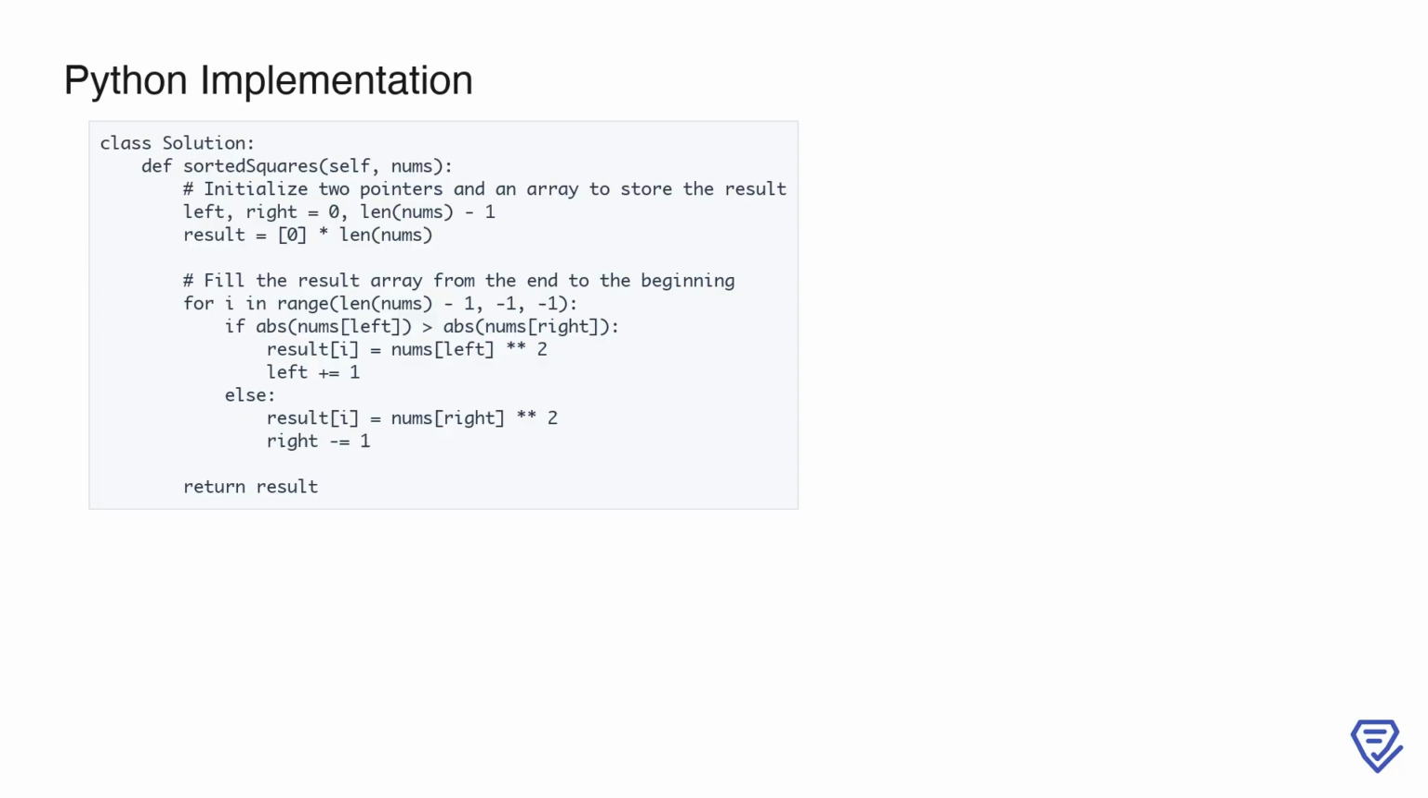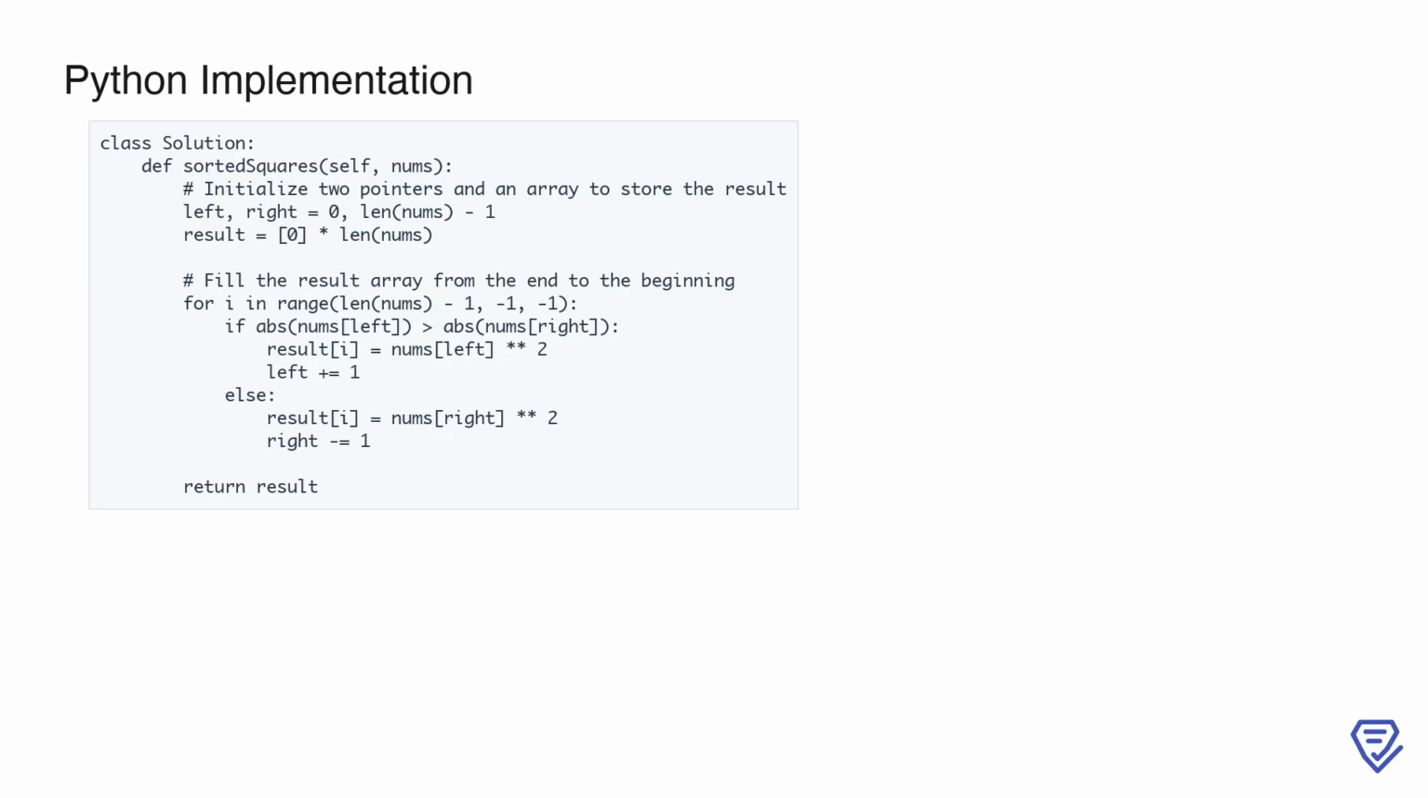A reverse loop is used to fill the result array from the largest squared value to the smallest. At each iteration, the absolute values of the elements at the left and right pointers are compared. The larger of the two is squared and placed at the current position in the result array. If the left value is used, the left pointer is incremented, otherwise, the right pointer is decremented. This process continues until all elements have been processed. Since the loop runs once per element, the time complexity is O(n), where n is the length of the input array.